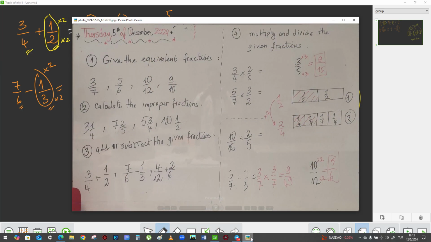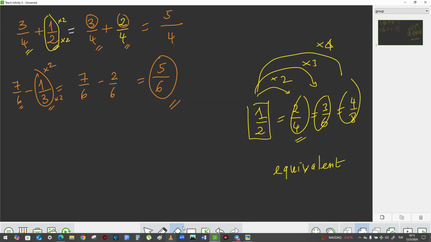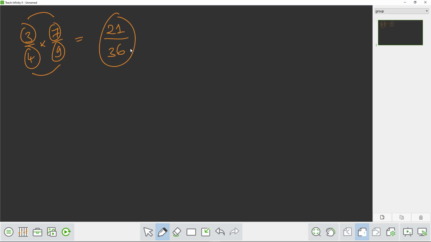Question 4. Multiplication is the easiest one. Now, multiplication, let's give you any two fractions. Let's say 3 over 4 times 7 over 9, whatever. Now, what you do, you multiply numerator with numerator, denominator with denominator. 3 times 7, 21. 4 times 9 is 36. So 21 over 36. Don't touch it. It's finished. That's all you need to do.